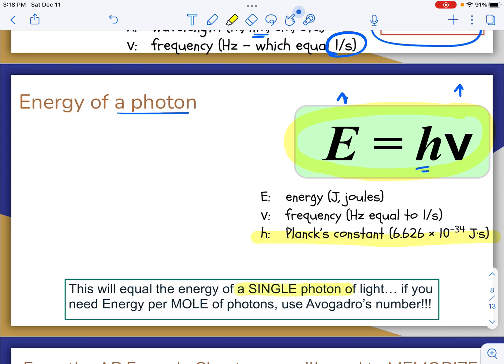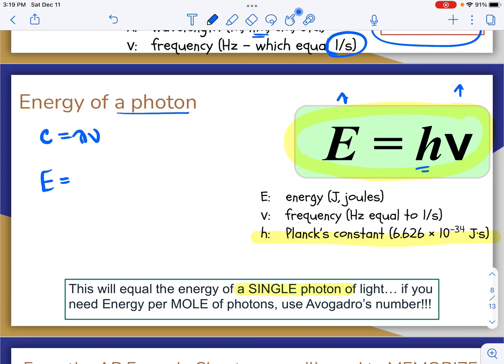You may need Avogadro's number to convert from one photon to a mole of photons, and we'll practice that in the calculations. If you have room in your head and want to derive one more formula, you can combine the two that we already know: speed of light equals wavelength times frequency, and energy equals Planck's constant times frequency, to give you an energy equals speed of light and wavelength formula.